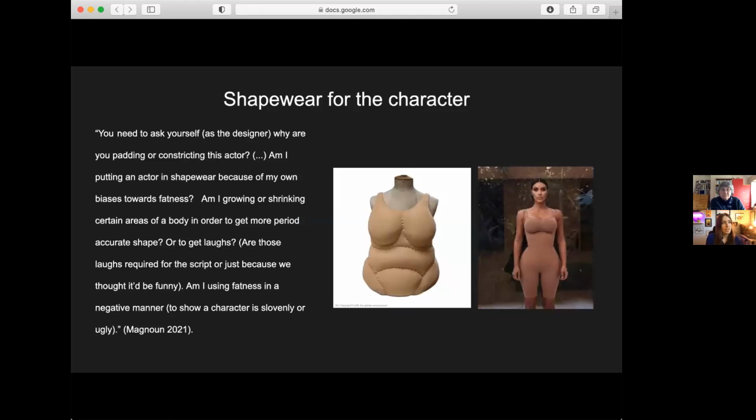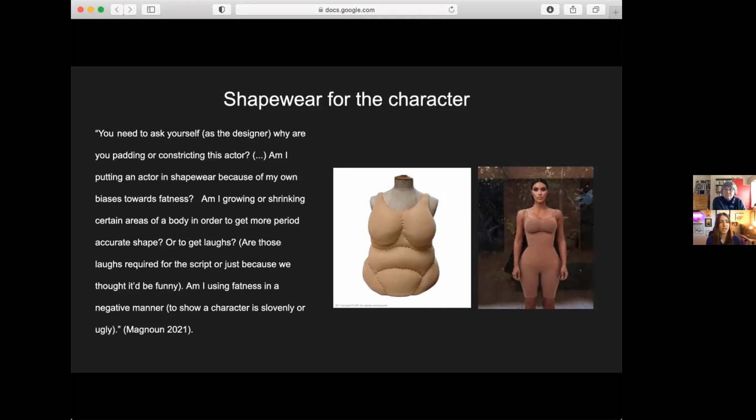So you need to ask yourself, as the designer, why are you padding or constricting this actor? Am I putting the actor in shapewear because of my own biases towards fatness? Am I growing or shrinking certain areas of the body in order to get more period accurate shape or to get laughs? Are those laughs required for the script or just because we thought it'd be funny? Am I using fatness in a negative manner to show a character as slovenly or ugly?